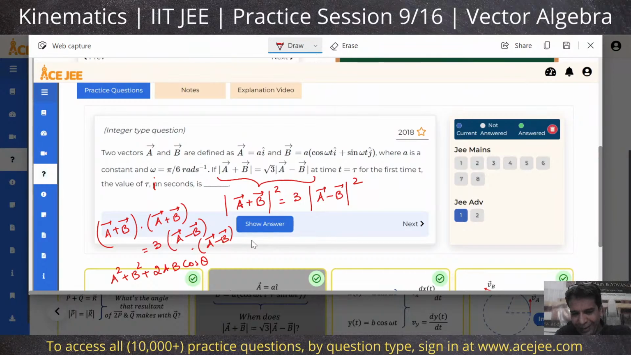Do we need to do it like this, or do we do it even simpler than this? Is this approach the right approach? There's no right and wrong. Obviously, this is right, but could I have not just taken a plus b as simply 1 plus cos omega t, a i cap plus sine omega t j cap? Would that have worked the same way? Yes, sir.